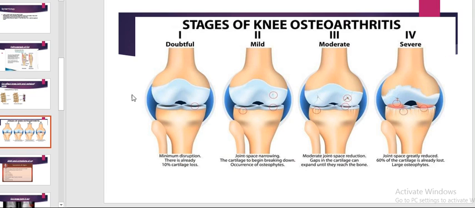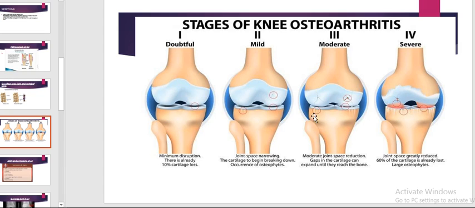Now what are the stages of knee osteoarthritis? These are the stages. As you can see, in the first stage there is minimal disruption, meaning there is already 10% cartilage loss, but you can see the space has also become a little less. But in grade 3 you can see joint space narrowing, the cartilage begins to break down, and osteophytes occur. What is the meaning of osteophyte? It means extra bone formation happens, and you can appreciate it on the X-ray.